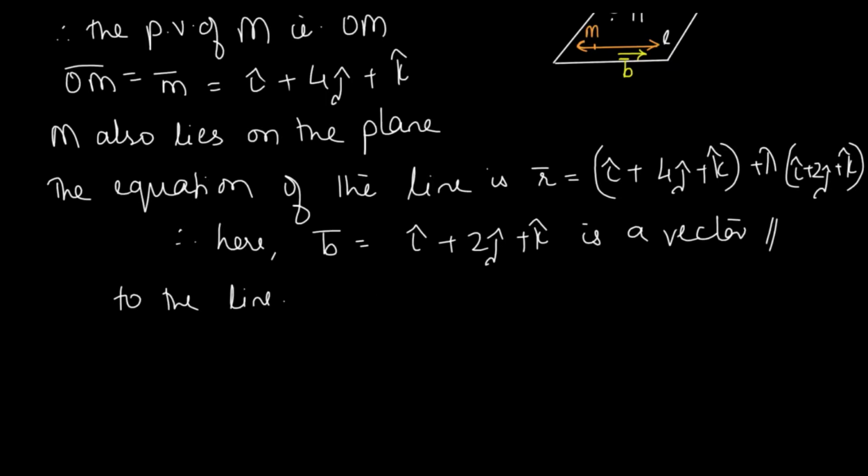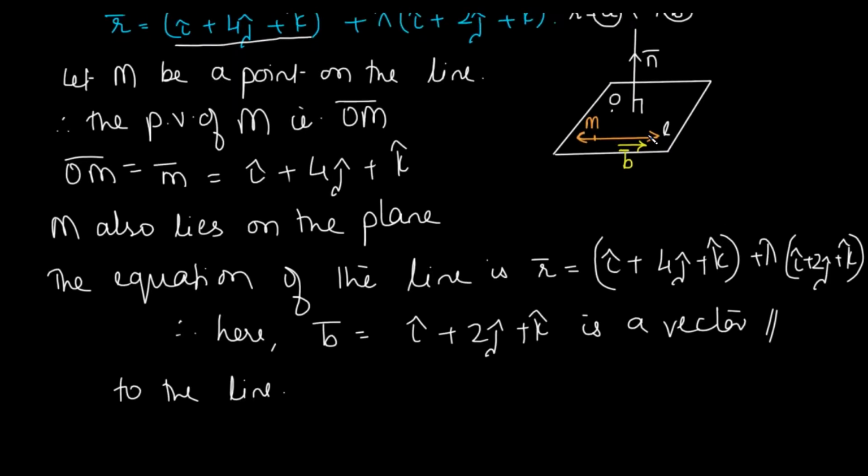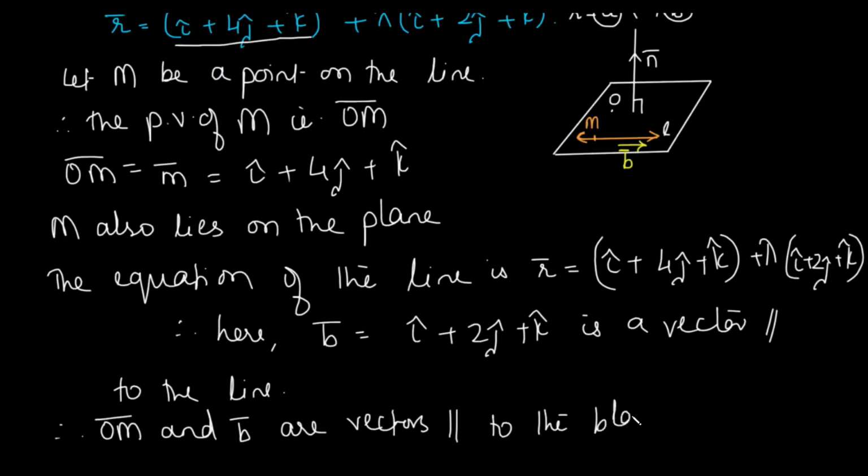Now since B bar is a vector parallel to the line which is contained by the plane, we say that B bar is also parallel to the plane. So we have OM bar and B bar as vectors parallel to the plane. That means if you take the cross product of OM and B bar, that would be a vector perpendicular to the plane, the normal to the plane in this case. Did you understand that?